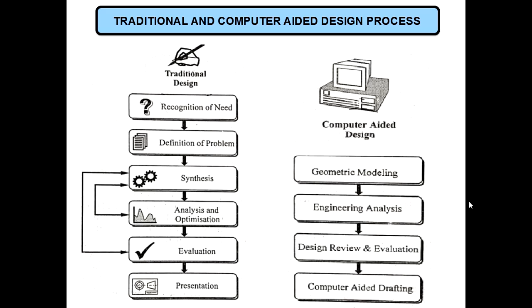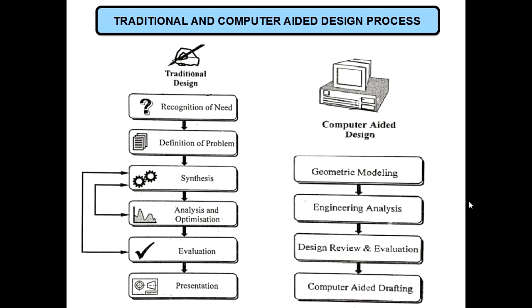Then we have the design review and evaluations that can be done with the help of computer aided design. And one of the major advantages of the computer in the design process is the accuracy that we can get in the design process. Then we have computer aided drafting.